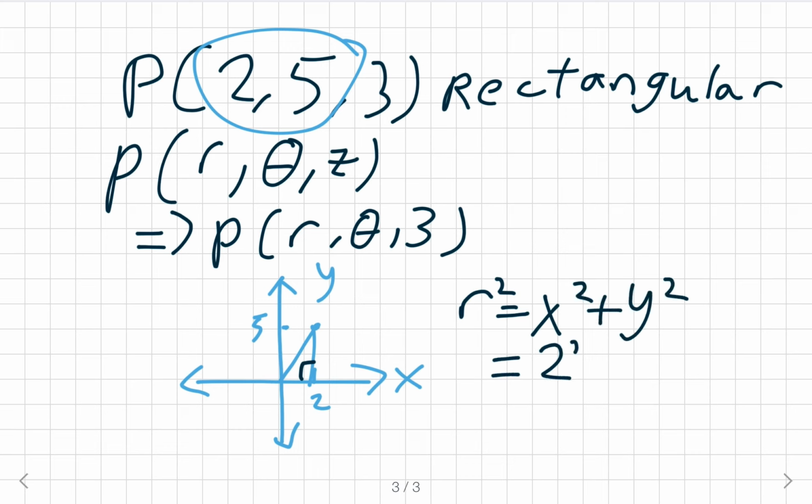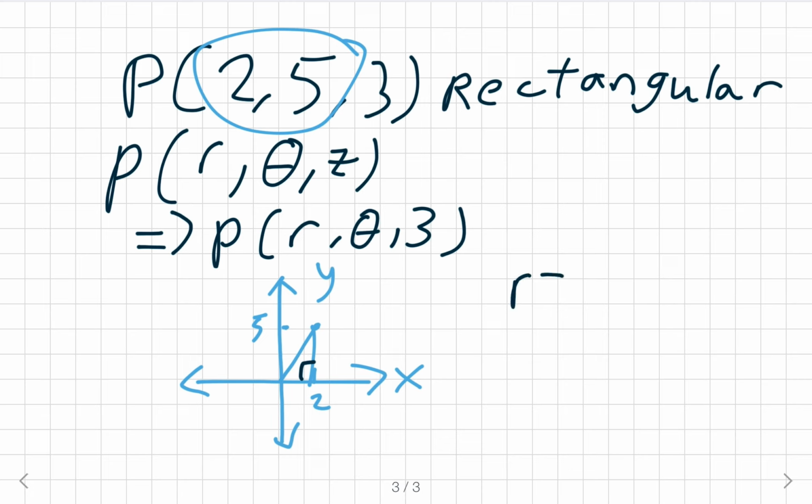So x squared is 2 squared, since the x coordinate is 2, and y squared is 5 squared. So r squared is 4 plus 25, which is 29. So we know that r equals root 29. So basically we can erase this all, and then we get that r equals root 29. So here we now know that r is root 29, and we only need to find theta.